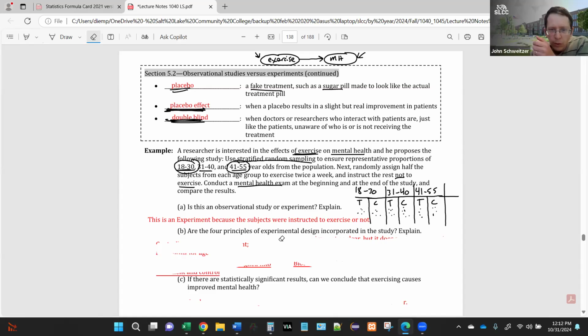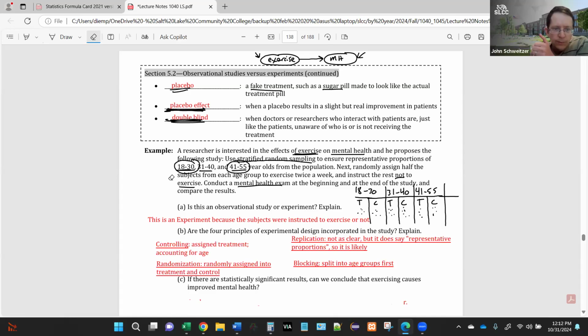Okay. So are the four principles of experimental design incorporated in the study? Yes, right? We have controlling. So they have their sample, and then they want to make these groups as similar as they can, except for the treatment, right? The example here is with age. They're trying to control, accounting for age. And if they have a large enough sample, they can make these even smaller blocks, right? They could do 18 to 25 and 26 to 30, etc.